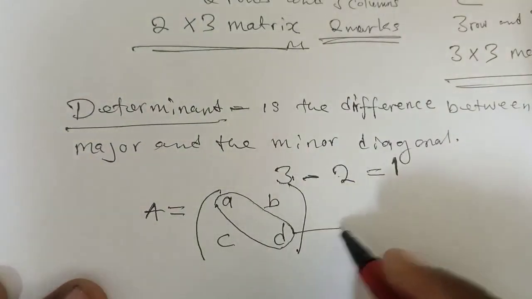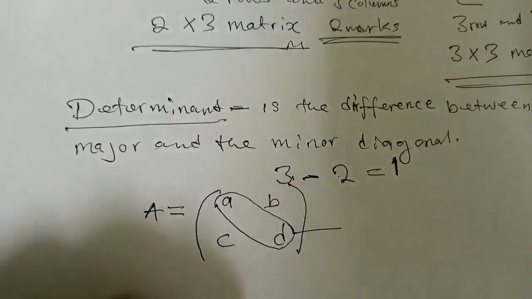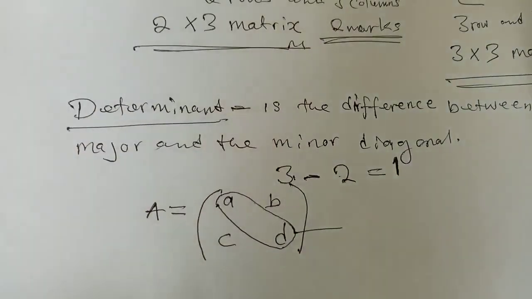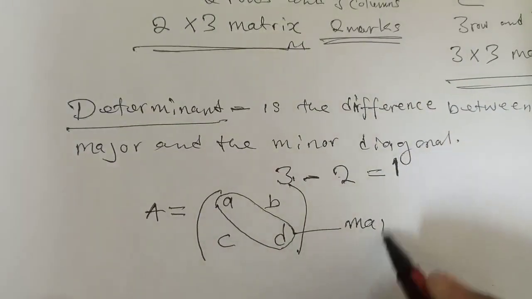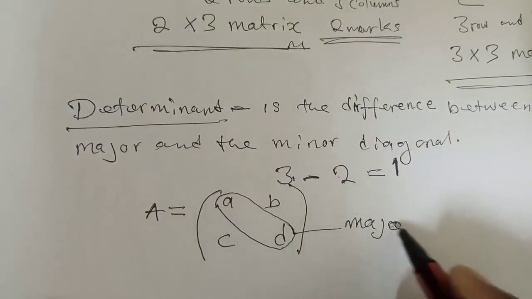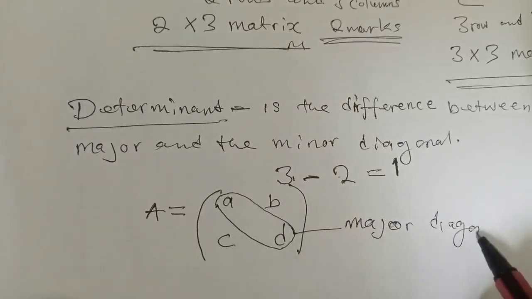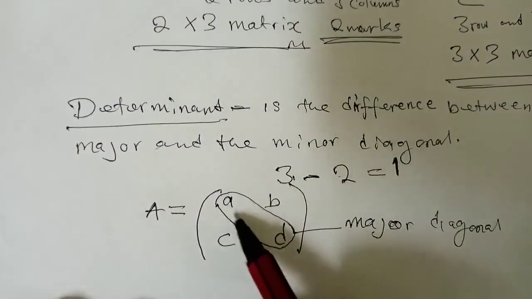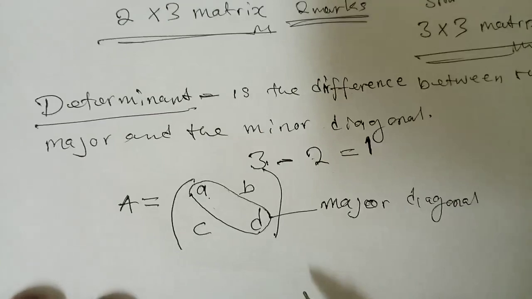So I'll write it. This is the major diagonal, like that. So A and D are in the major diagonal.